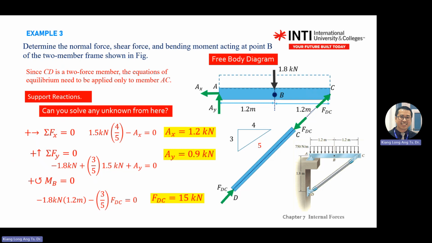Okay, this is 1.5. So typo error in my slides. FDC is 1.5 kilonewton. Then the rest you just do sum of all the x equals 0, sum of all the y equals 0. Okay, typo error on my slides. Again, be careful in your assignment. This question might come out in your assignment. If you copy this one, you don't get the full marks for assignment.